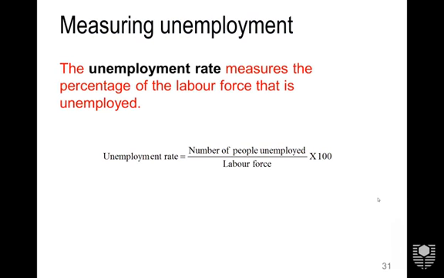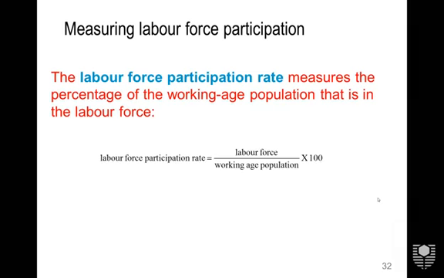So what is the unemployment rate in an economy? It's the number of people unemployed divided by the labor force, times 100. So if there are 1,000 people in the labor force and 500 are unemployed, we do 500 divided by 1,000 times 100, and that will give us the unemployment rate. The labor force participation rate is the labor force, that means the total employed and unemployed population, divided by the working age population, times 100.